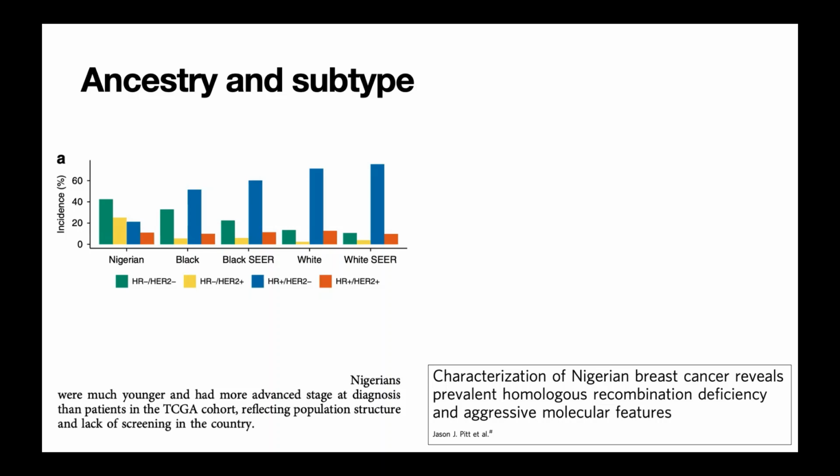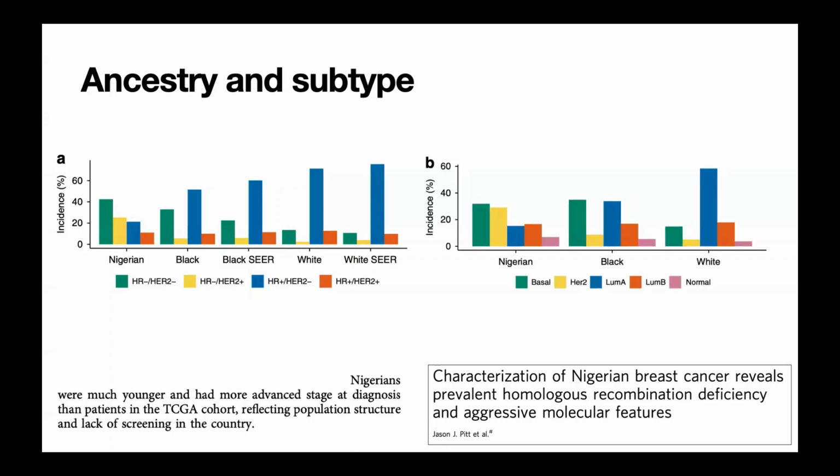And this is to show that there seems to be, at least at incidence, an ancestry component. So women in Nigeria compared to African American women compared to women self-reporting as white. There seems to be, in subtyping, perhaps ancestry plays some role in the incidence of these different subtypes.